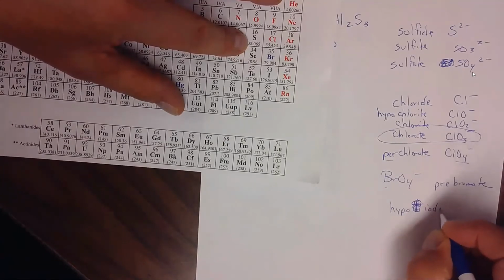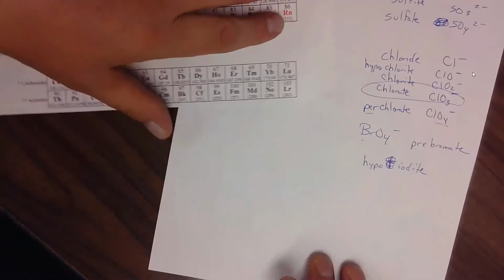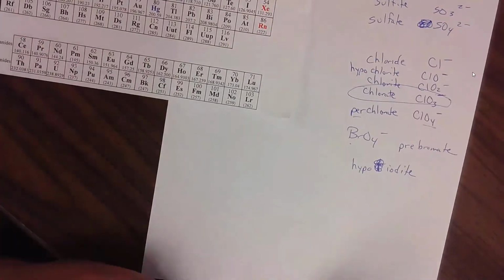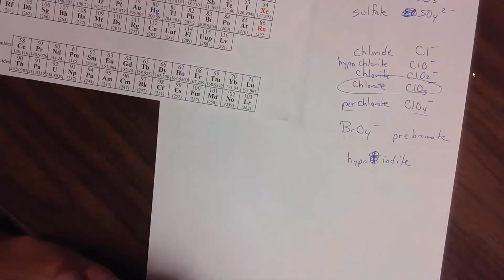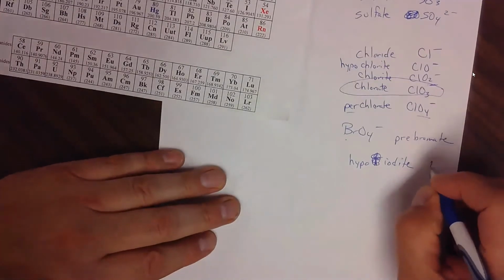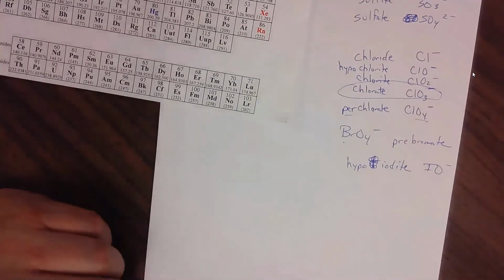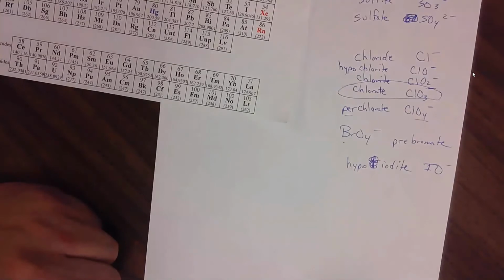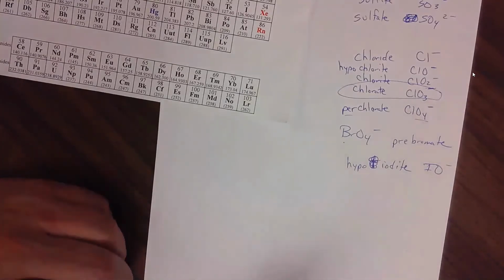What's the formula for hypoiodite? IO-. Say again? IO minus. Yep, IO minus. So once you know how to name one, you know how to name them all in a group. Now I said there's two exceptions.